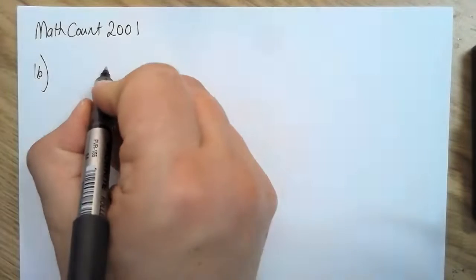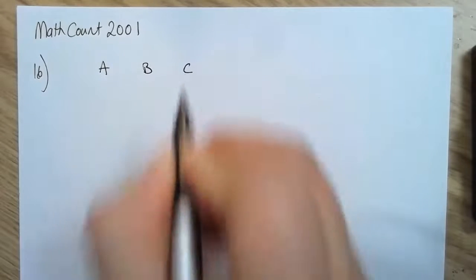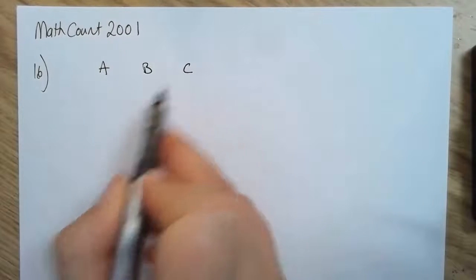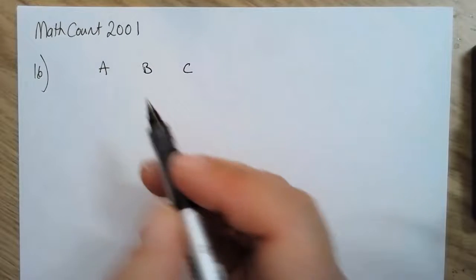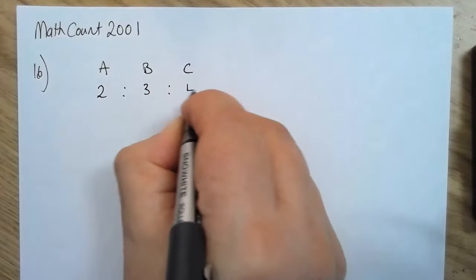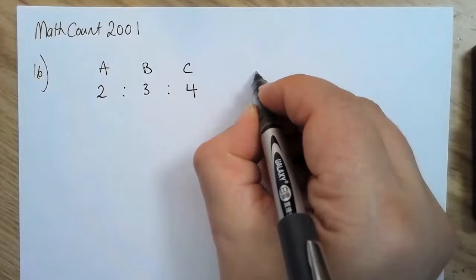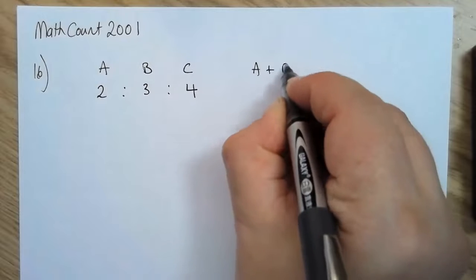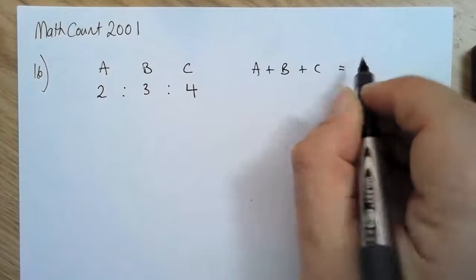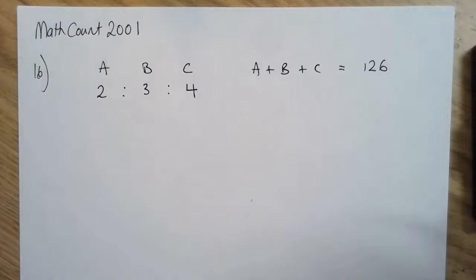So what we've got going on here is we have three numbers. I'm going to call those numbers A, B, and C. We don't know what they are yet, but we know that they are in the ratio 2 to 3 to 4. And we also know that when we add them together, A plus B plus C equals 126. But don't worry, this is not an algebra question.